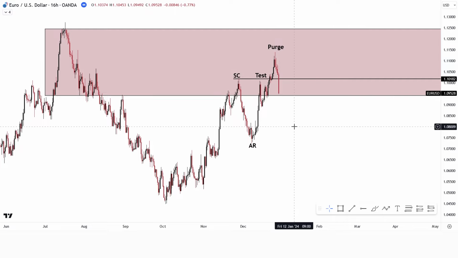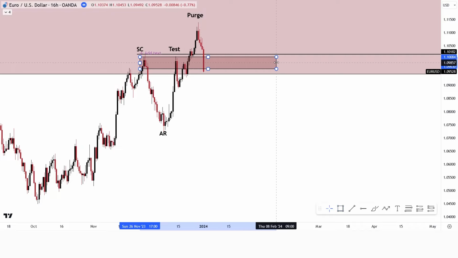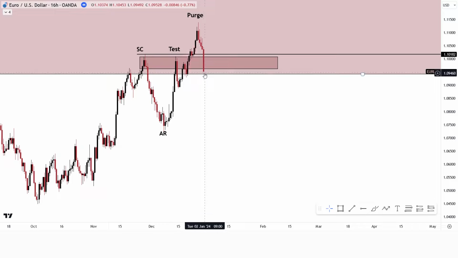Now, what are you looking for next? You're looking for a return to origin. How you go about your return to origin, you look for where the rejection was, which was your order block at your selling climax, where the test rejected from, and you stretch it out. So now when price retests this level, this would be your RTO.